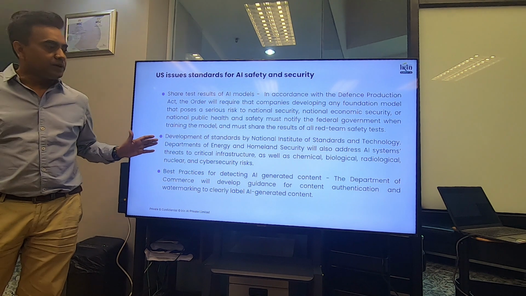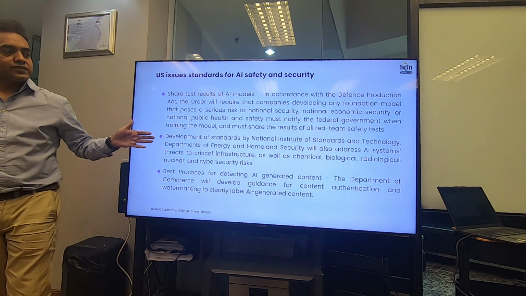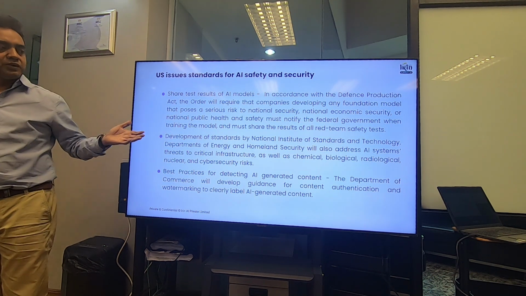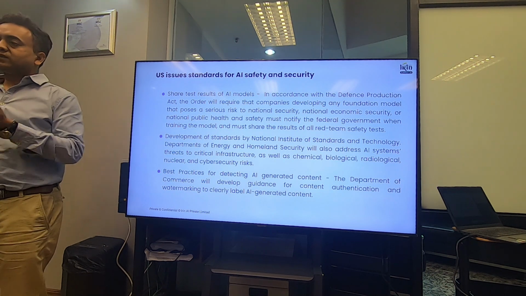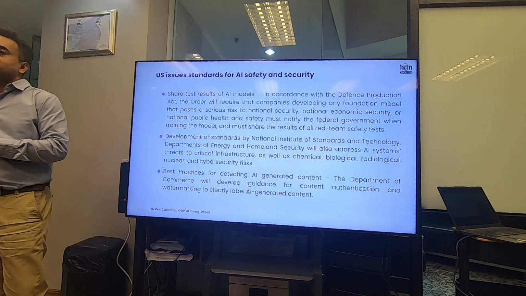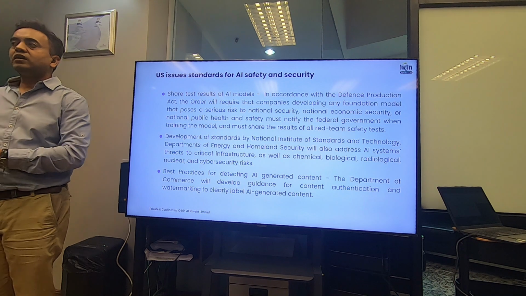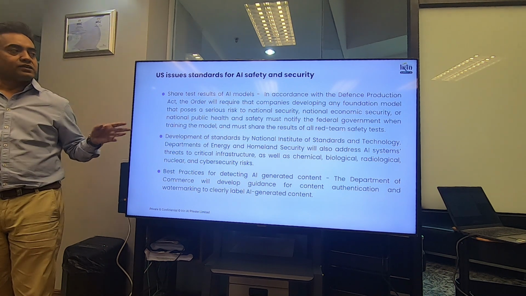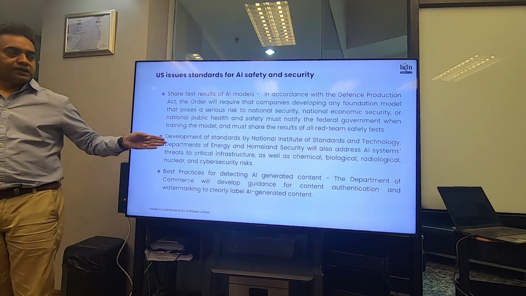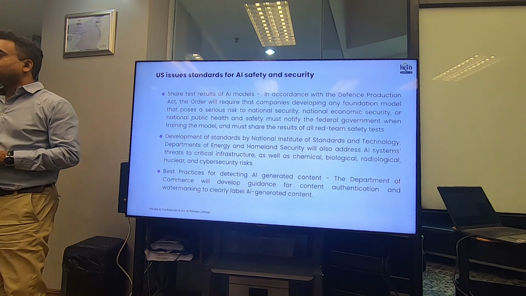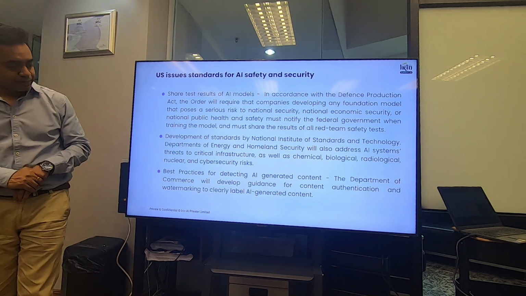Number two, there is a standards institute, like in Malaysia you also have one, which basically sets out implementation for ISO standards and all. That institute has been tasked, this is the US context, to develop standards for AI applications also.